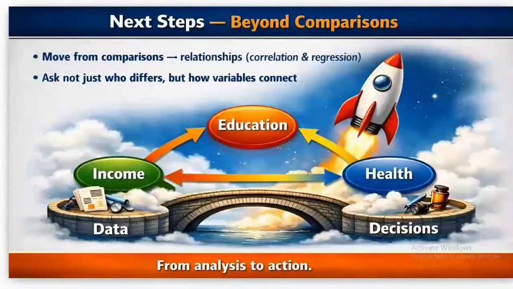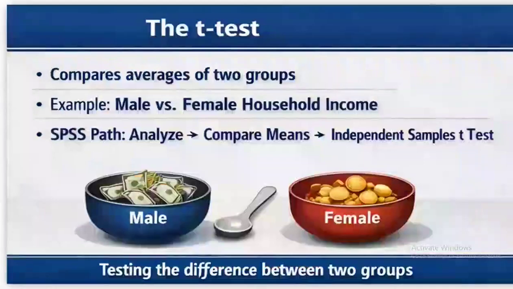By the end of this lecture, you will not only know how to run each of these tests in SPSS, but also how to interpret the results in plain words and connect them to real-world meaning. Independent Samples t-test. Let's begin with the Independent Samples t-test. This test is used when we want to compare 2 separate groups, such as men and women, to see if their averages are significantly different.